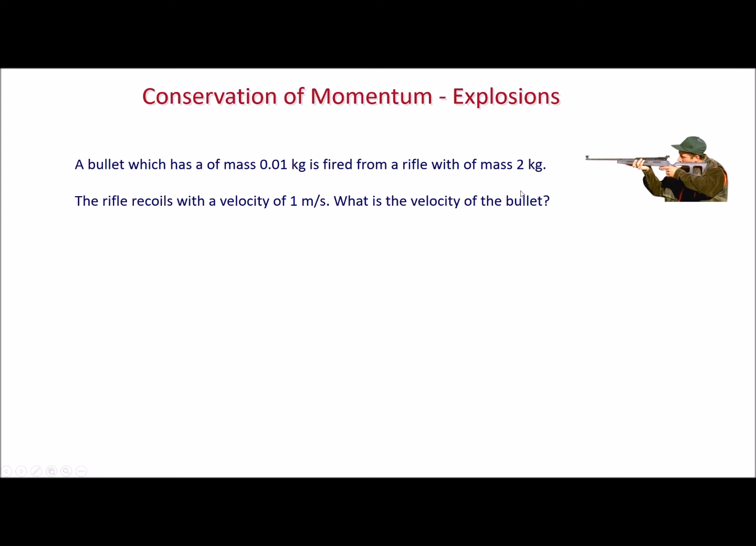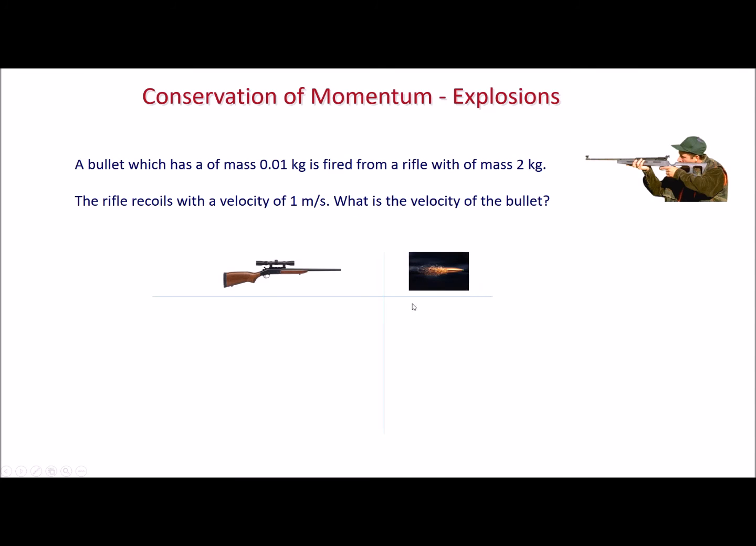So let's look at examples involving explosions. A rifle being fired is one such example, and this question says a bullet which has a mass of 0.01 kilograms is fired from a rifle with a mass of 2 kilograms. The rifle recoils with a velocity of 1 meter per second. What is the velocity of the bullet?